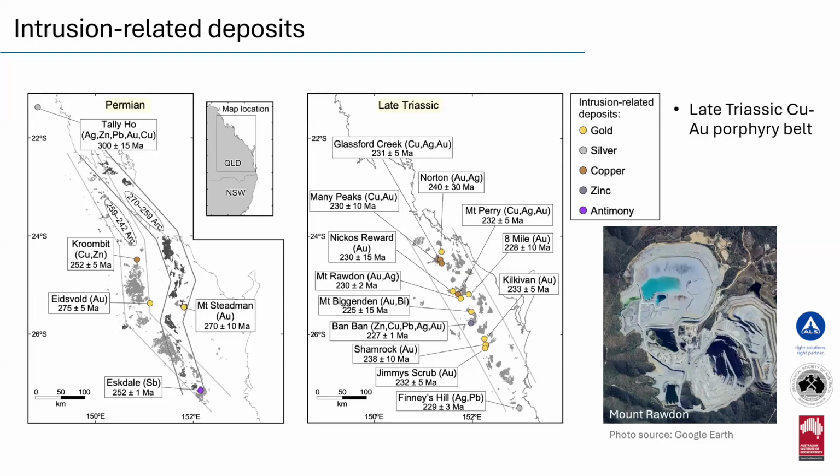Moving to intrusion-related deposits. Intrusion-related deposits we can find in the northern New England Orogen, just very few in the Permian, and a lot more in the late Triassic. For example, Mount Rawdon, one of the largest gold mines in Queensland. And they form kind of a coppery gold belt, an intrusion-related belt, corresponding to the porphyry belt that we saw before. And if we put the gold occurrence, we can see again that perhaps there is some link here.